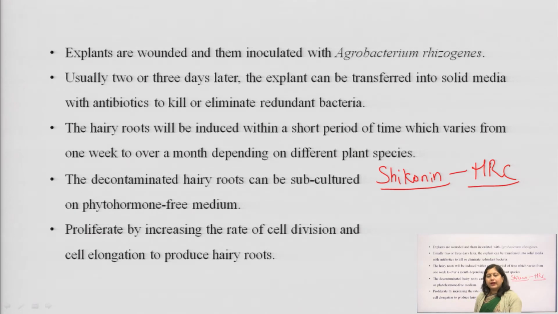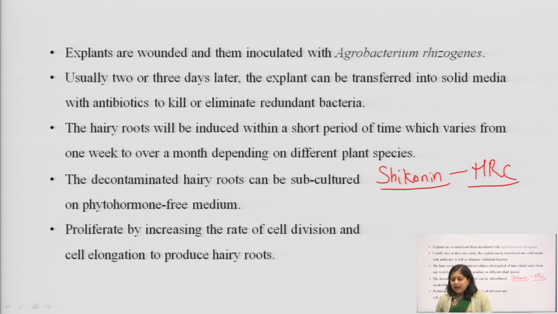So, explants are wounded and then inoculated with Agrobacterium rhizogenes. Usually 2 to 3 days later, the explant can be transferred onto solid medium with antibiotics to kill or eliminate residual bacteria. The hairy roots will be induced within a short period of time, which varies from 1 week to over a month depending upon the plant species. The decontaminated hairy roots can be subcultured on phytohormone free medium. They proliferate by increasing the rate of cell division and cell elongation to produce hairy roots.